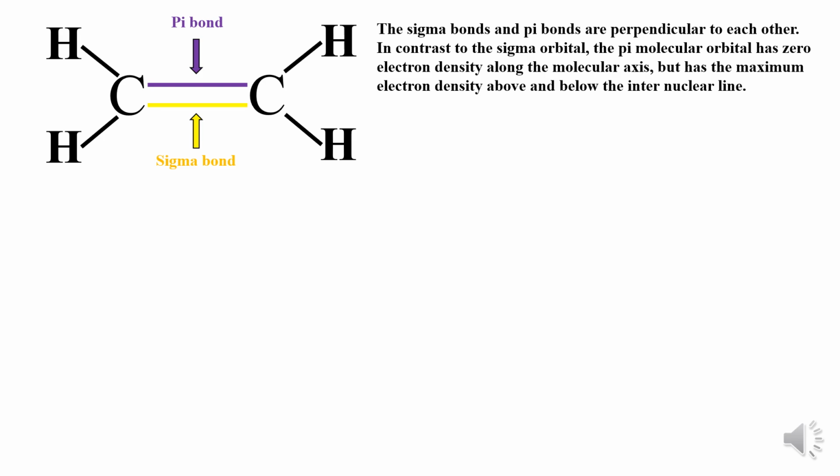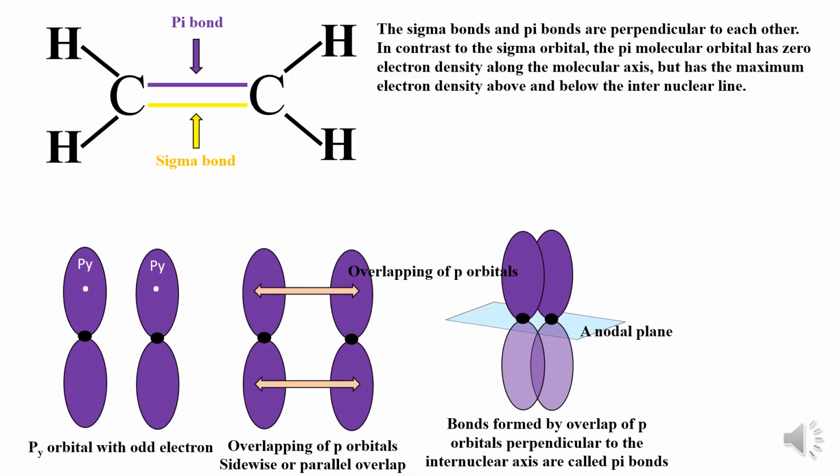Now sigma and pi bonds are perpendicular to each other. In contrast to the sigma orbital, the pi molecular orbital has zero electron density along the molecular axis, but has maximum electron density above and below the internuclear plane. And that is why the sigma bonds and pi bonds are perpendicular to each other. Because the pi bonds are formed by overlapping of p orbitals by sidewise or parallel overlapping.